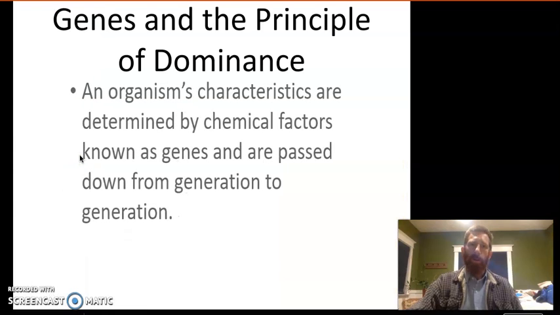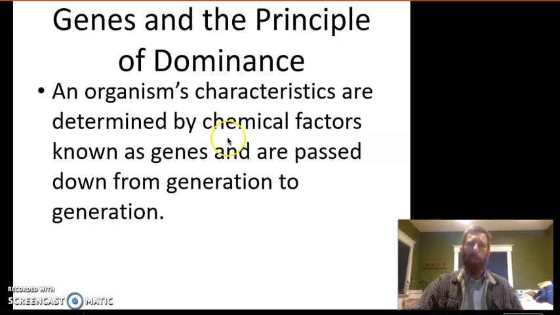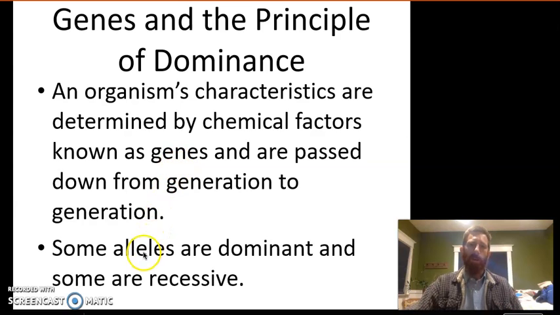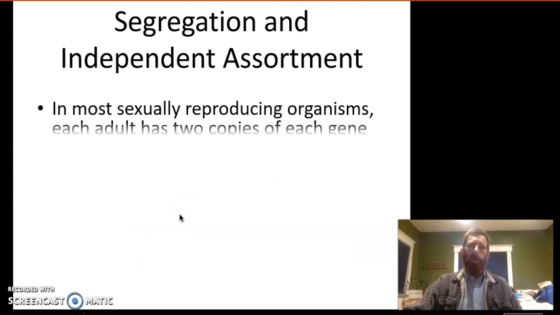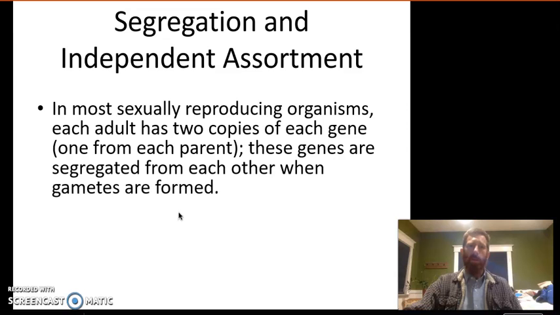We already talked about how Mendel determined there were chemical factors, right? He didn't call them genes, but we call them genes, passed on from generation to generation. So you already have that written down. We already talked about the different forms of the gene that he called alleles. So you already have that written down. And then we already talked about how each adult is diploid, right? And then when they make gametes through the process of meiosis, how each gamete is haploid.